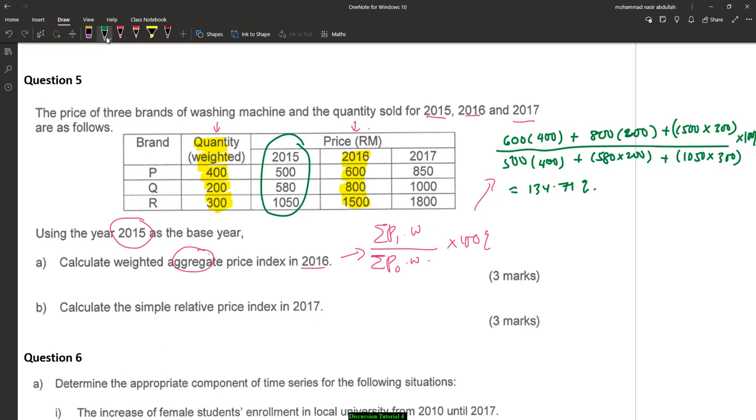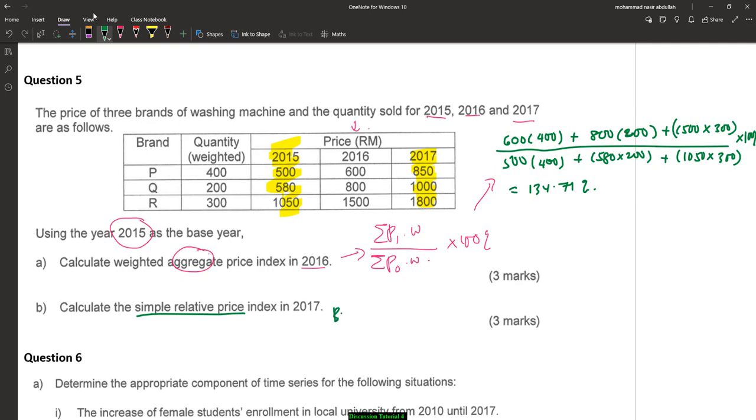And the last one is calculate simple relative price index. So simple relative price index in 2017. So kita color yang 2017 saja. So 2017, dia nak price kan. So price kita nak highlight only price saja. So our base index is 2015.